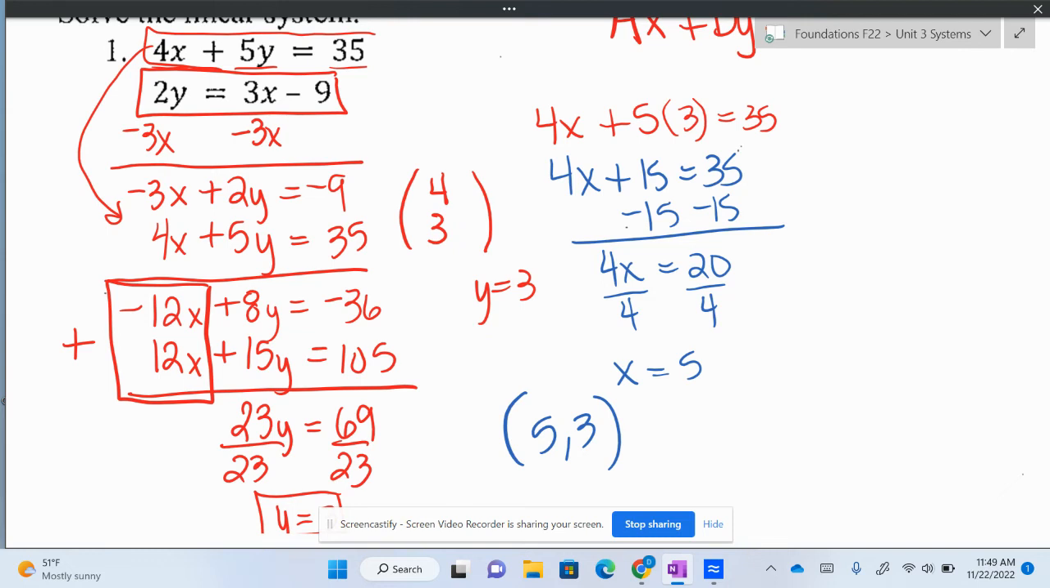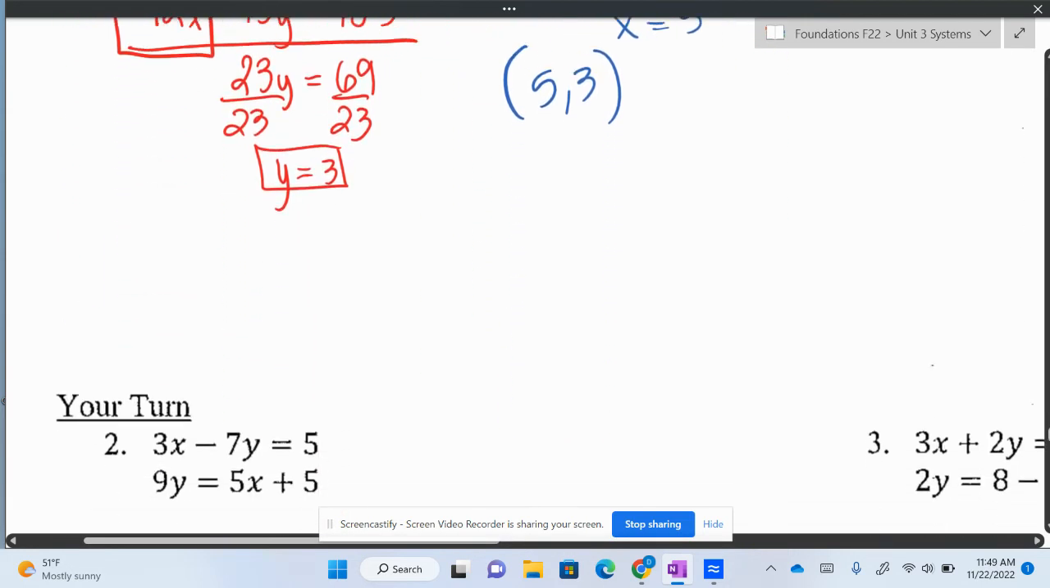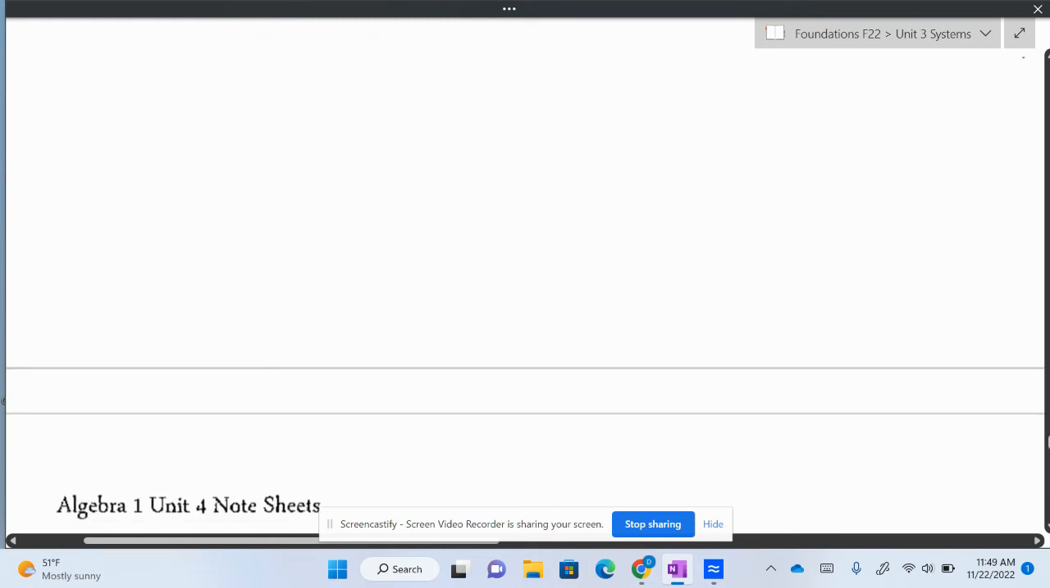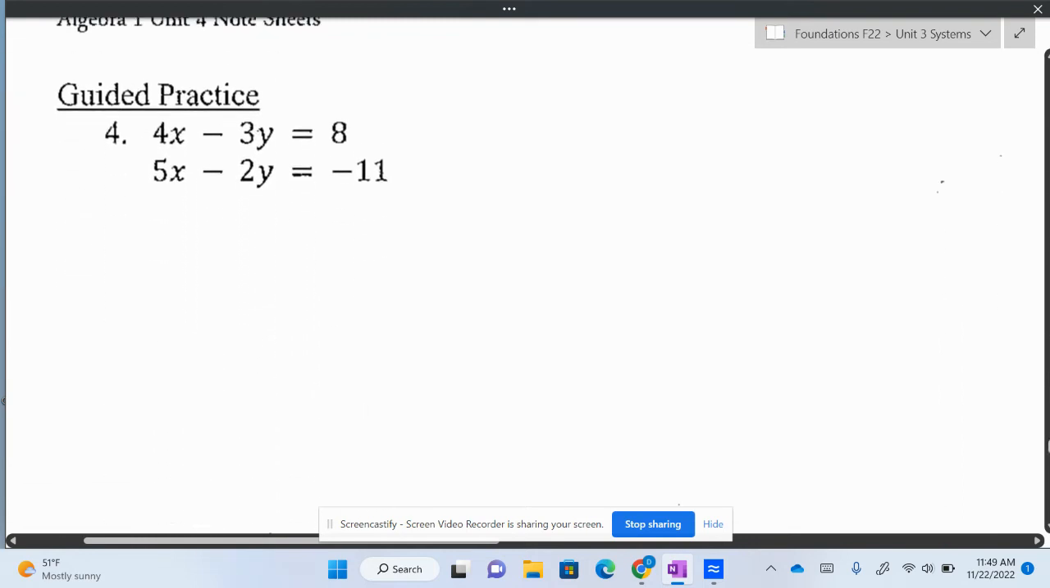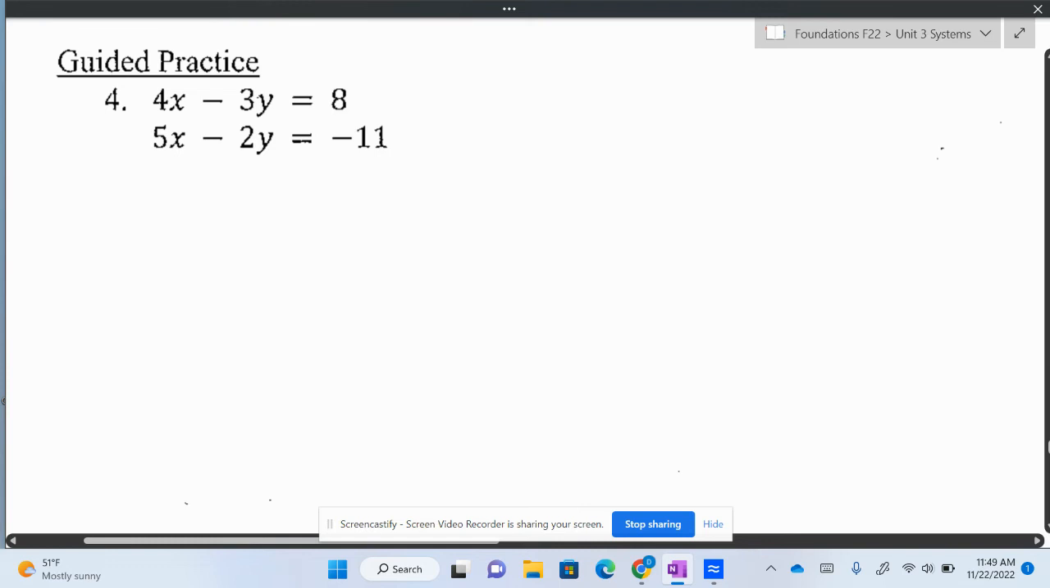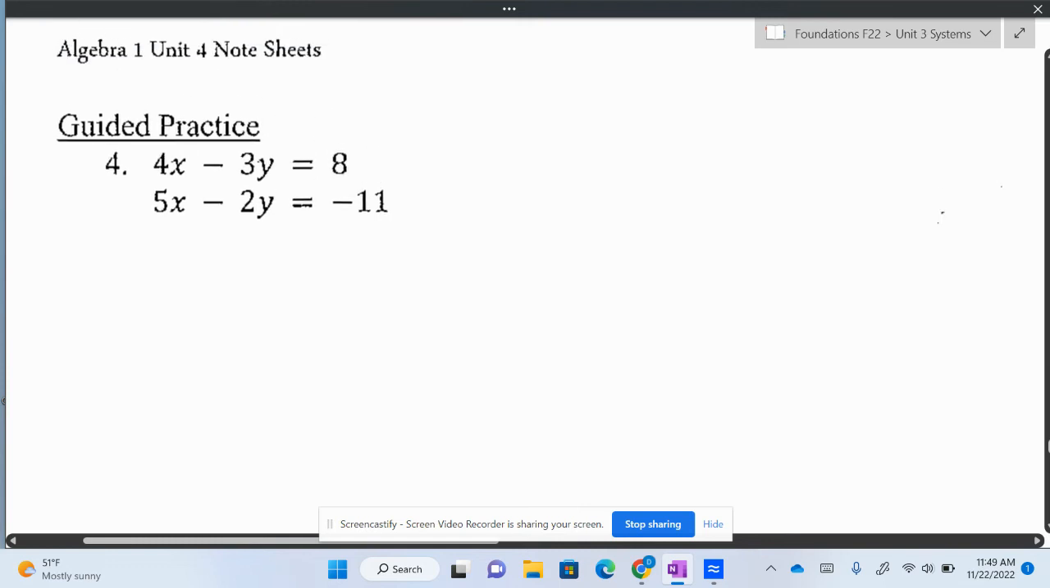Okay. I'm not going to do any more like that because you don't have any of those in your homework. I made sure that your homework had them already written in standard form. But let's do 4, 5, and 6. So go to the next page. Number 4. So from now on, pretty much the last 3 examples, you're going to have to multiply both the top and the bottom equation by something.